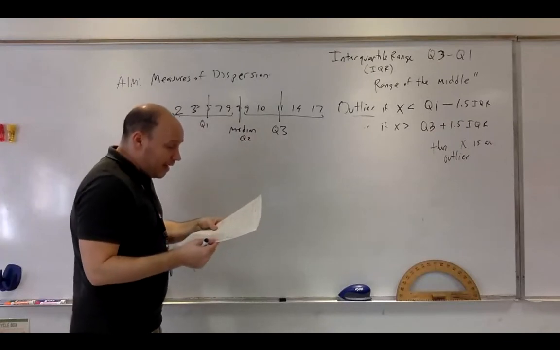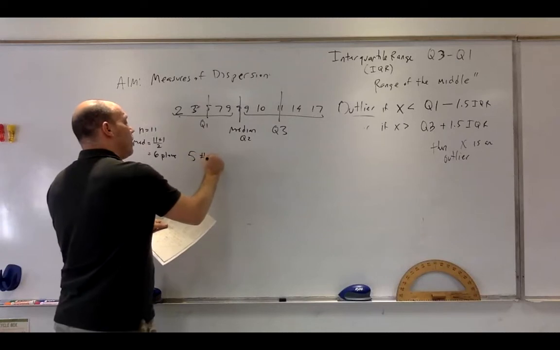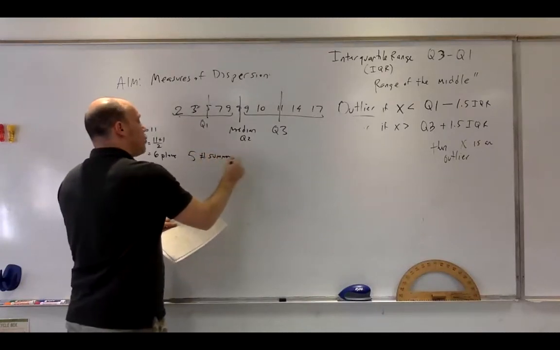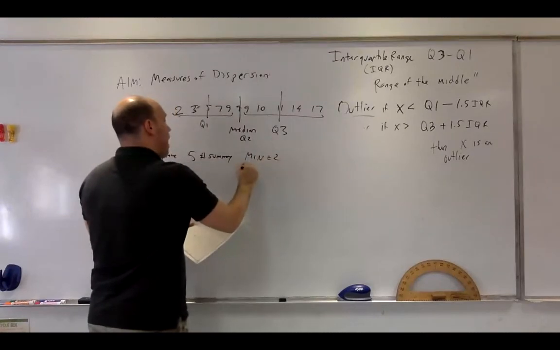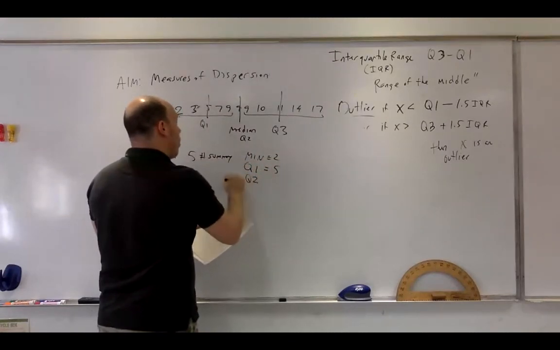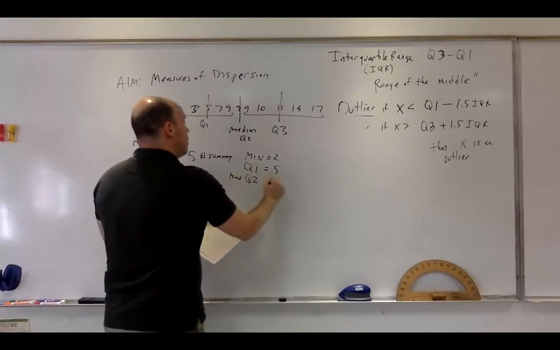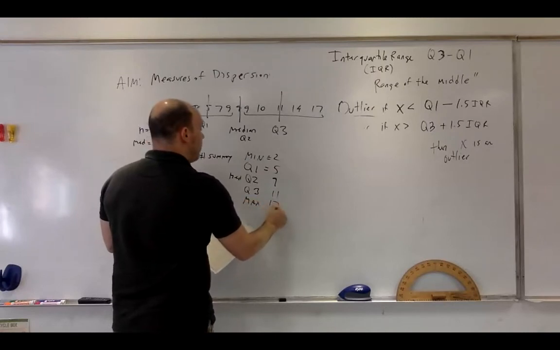And then the idea is, this actually is the 5-number summary, which is, we now have the minimum, which is 2. We now have Q1, which is 5. We have Q2, or the median, which is 9. We have Q3, which is 11. And we have the max, which is 17.